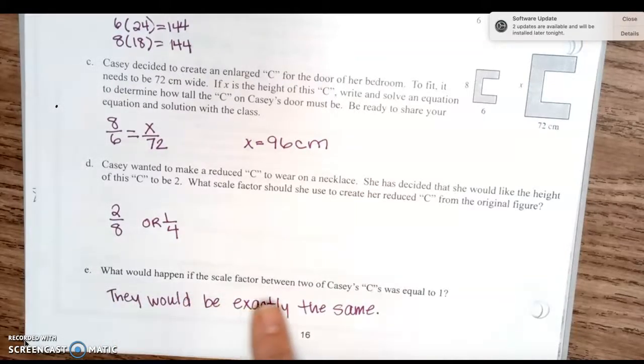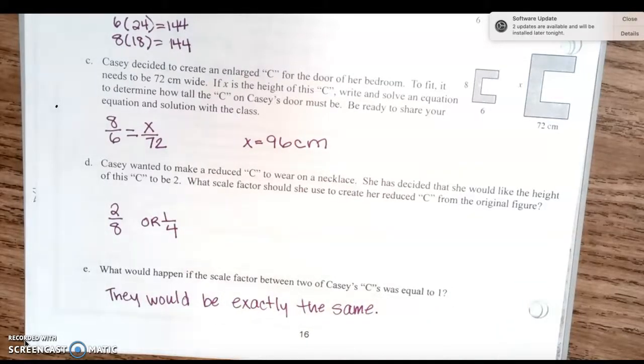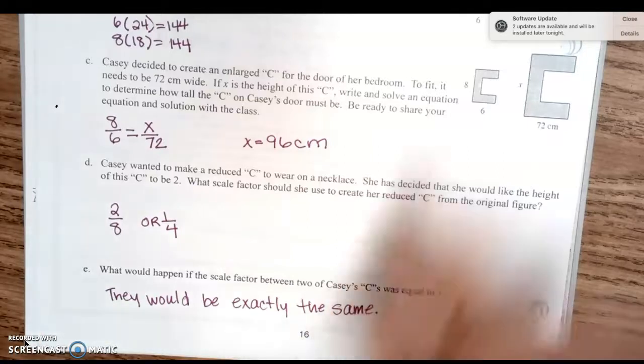What would happen if the scale factor between two of Casey's C's was equal to 1? So it would basically stay exactly the same size. Why? Because whenever you multiply by 1, what happens? What happens if you multiply 7 times 1? What do you get? 7. What happens if you multiply 99 times 1? You get 99. What happens if you multiply negative 8 times 1? You get negative 8. So anytime you multiply by 1, you're going to stay exactly the same.